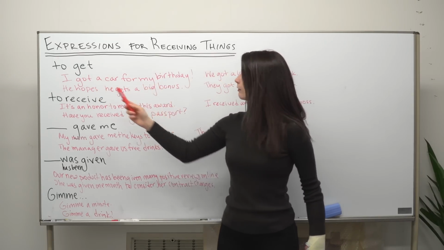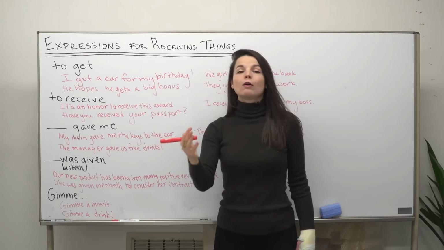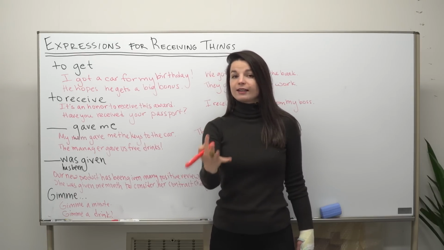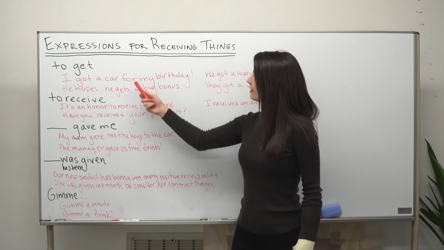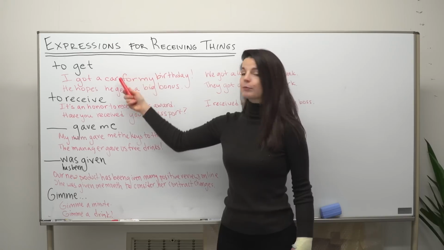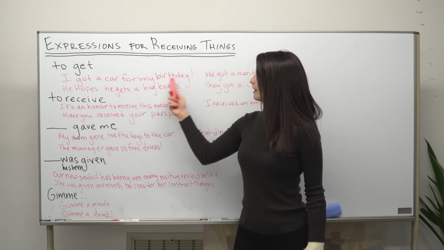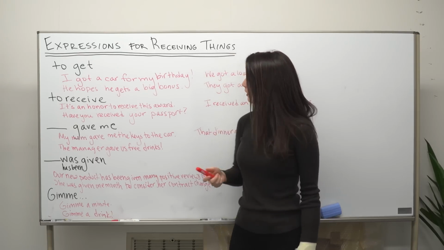So here the verb got is followed by the object here. So I got a car. That's the thing I now have. I did not have before. This is extra information for my birthday. So for shows us the purpose, and my birthday in this case is the reason. So I got a car for my birthday.